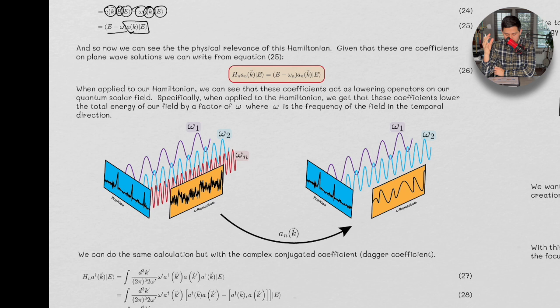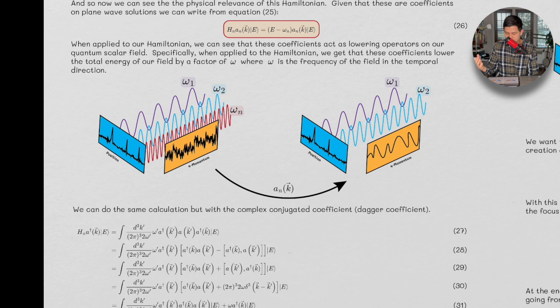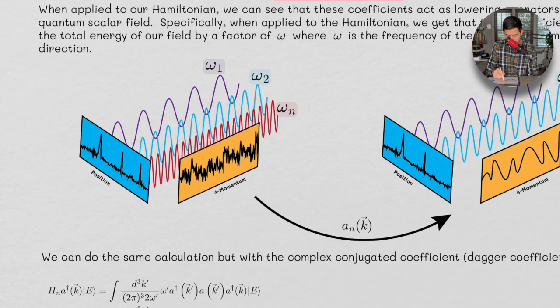So when applied to our Hamiltonian, we could see that these coefficients act as lowering operators on our quantum scalar field. Specifically, when applied to the Hamiltonian, we get that these coefficients lower the total energy of our field by a factor of omega, where omega, again, is the frequency of the field in the temporal direction. So we can imagine waves adding up to give us a complex-looking wave. Each one of them has a frequency in the temporal direction, where we have omega 1 for this wave, omega 2 for this wave, omega n for this wave, where n can get arbitrarily high.